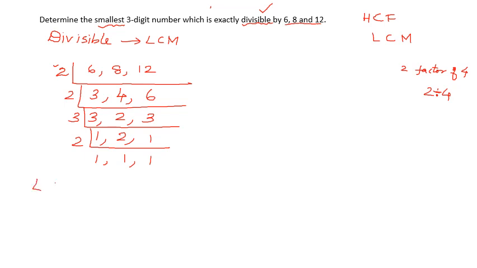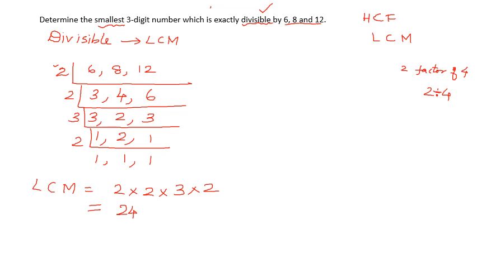Now what do we get? LCM is equal to 2 into 2 into 3 into 2. So what is the answer? That is 24. LCM is equal to 24. When you get LCM equal to 24, this is only 2 digits.